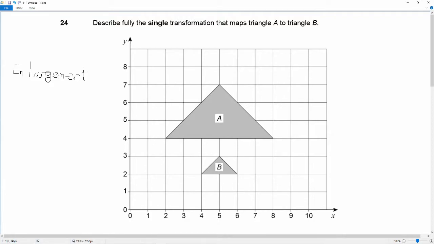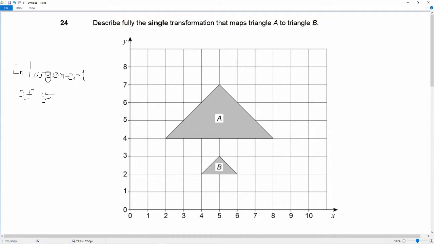So if we say scale factor, or just SF, 1/3, that would get you the other mark. You can't say divide by 3. You need to say times 1/3 or scale factor 1/3.